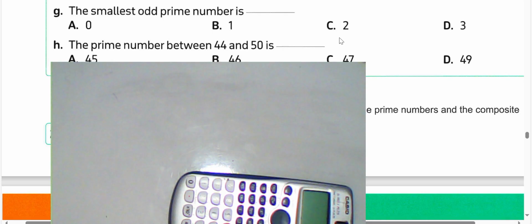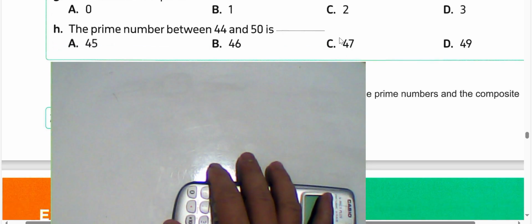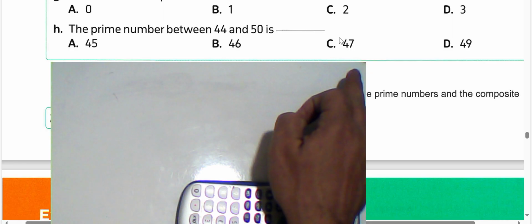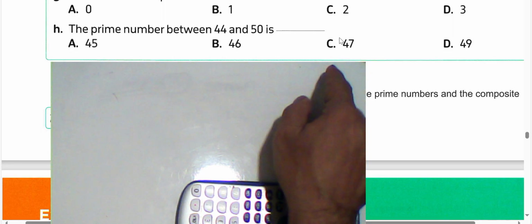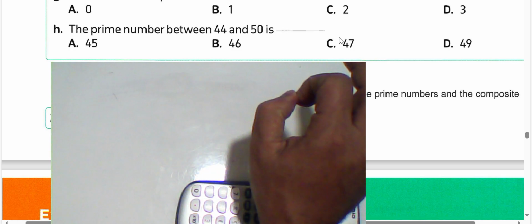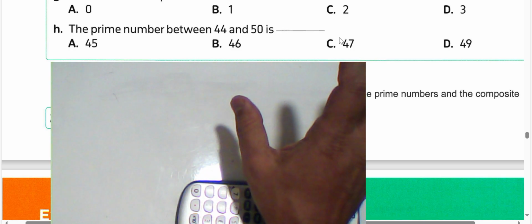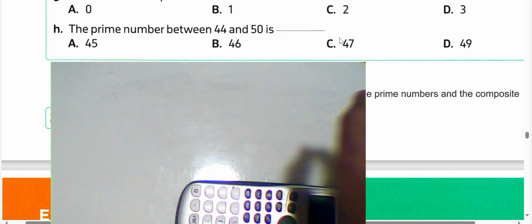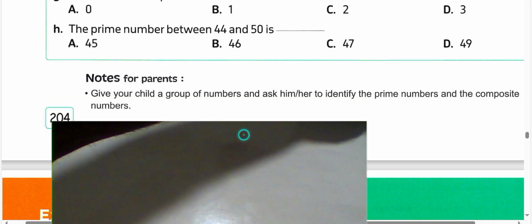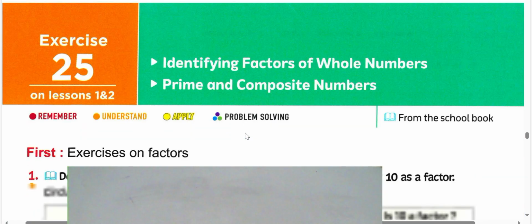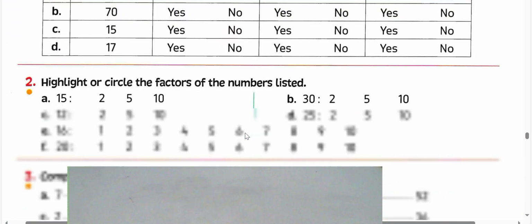Next question. The prime number between 44 and 50 we have is 47. 47 is a prime number because 47 can be divided by itself and 1 only. 47 equals 1 times 47 only. So 47 is the prime number between 44 and 50. Understood? Okay, we can solve this exercise.